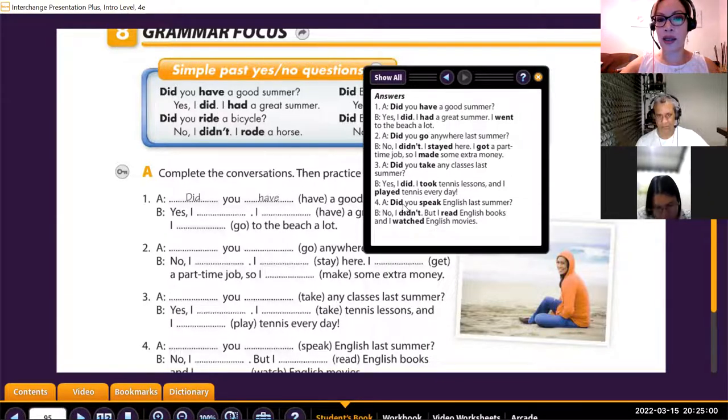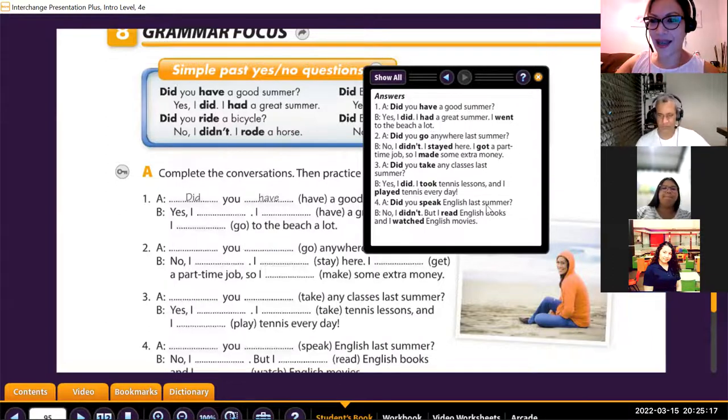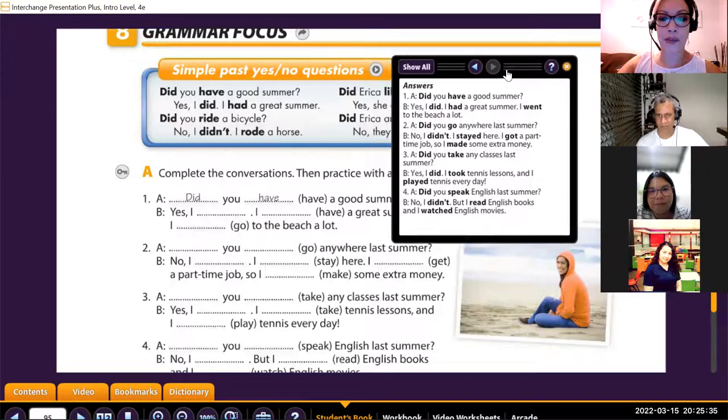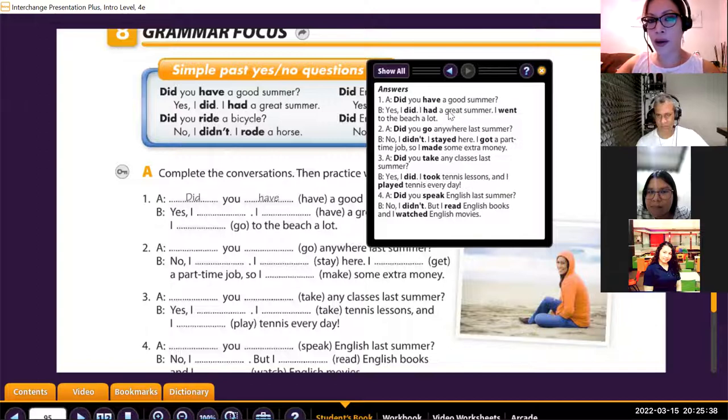And then number four, did you speak English last summer? No, I didn't, but I read English books and I watched English movies. Were your answers correct? Yes. Excellent. So I heard some of you practicing. You completed the exercise, and after completing the exercise, you practiced pronunciation, and you're doing a very nice job with this. Just remember to pronounce the letter T when you are pronouncing this word, great.